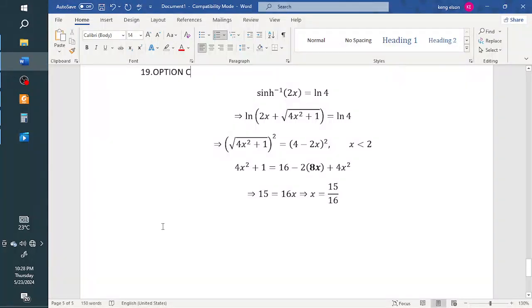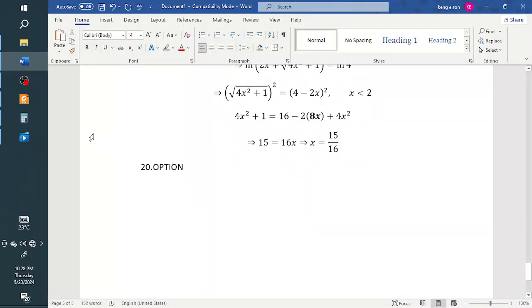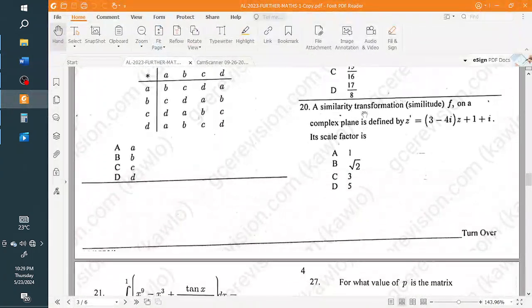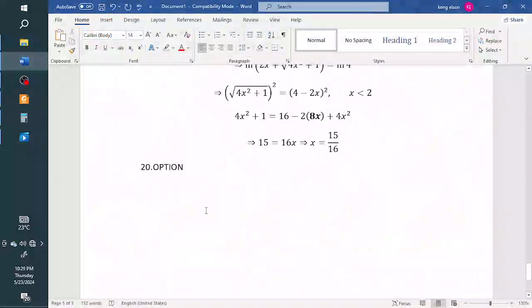And finally, question 20. We are ending this series with question 20, so be prepared to run for the next. A similarity transformation, that is a similitude f on a complex plane, is defined by z prime equal to 3 minus 4i times z plus 1 plus i. What's the scale factor? The scale factor is the modulus of 3 minus 4i, which is the square root of 9 plus 16, which is 5. Surely you have not understood what I've said, so I'll explain.